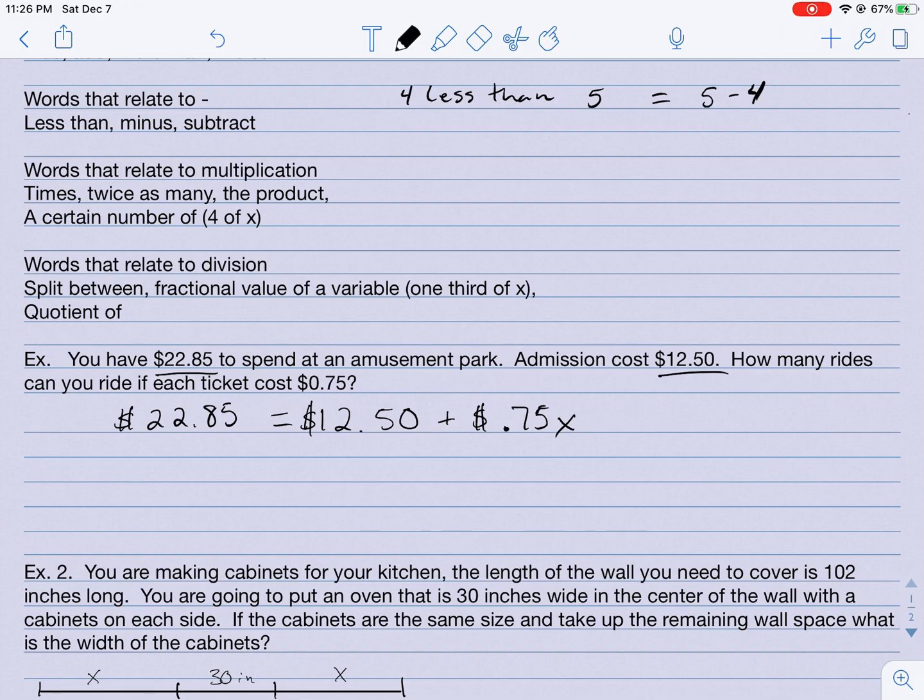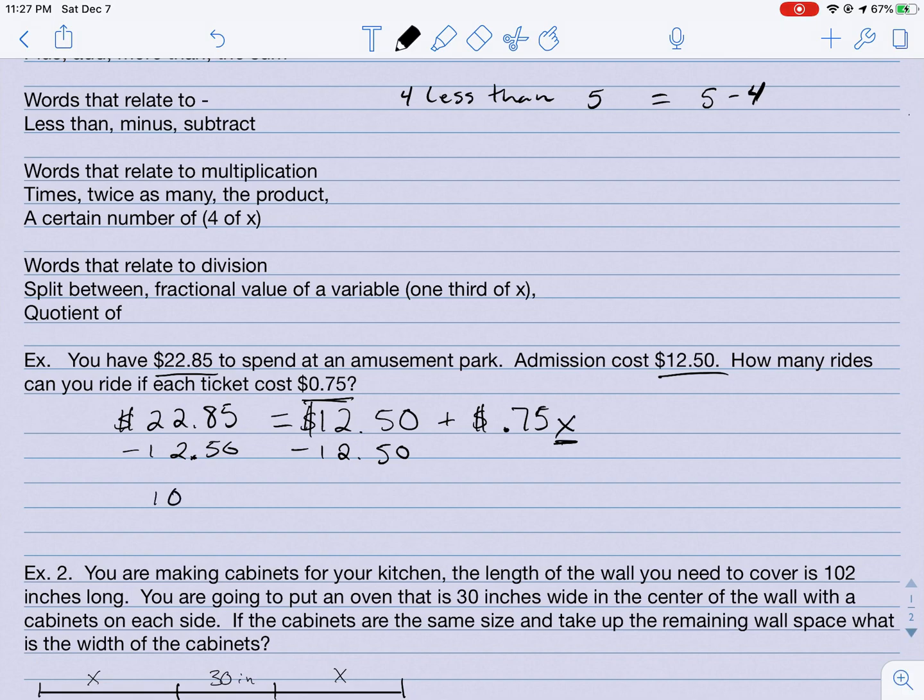So now we have our two-step equation. We don't know how many rides, that's what we're trying to solve for, so that's our variable. Now that we've set it up, we're going to use two steps. We take away the $12.50 from both sides, and that leaves us with $10.35 to spend on rides, and that's 75 cents per x.